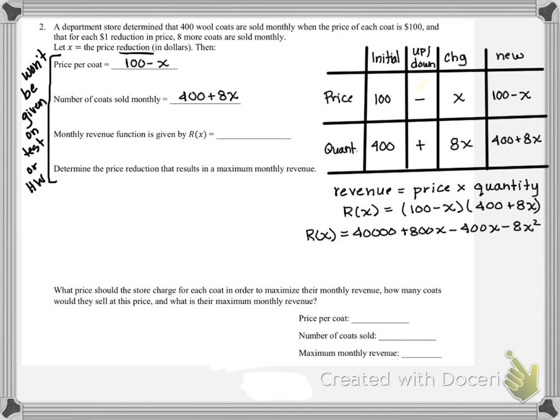So I'm going to put that in descending order and combine like terms. That gives me my revenue function. R of x equals negative 8x squared plus 400x plus 40,000. I'm running out of room.